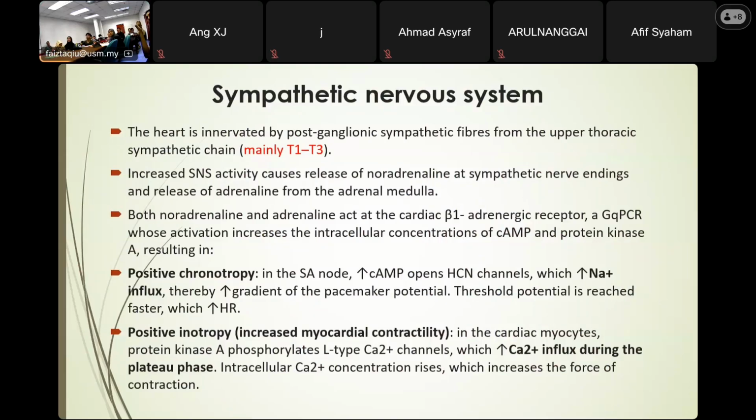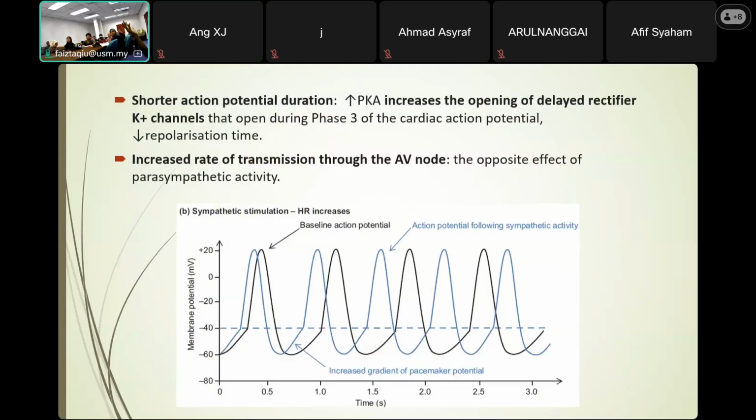Positive chronotropy in the SA node: increased cAMP opens the sodium-potassium channels, which increases sodium influx, and therefore there's an increase in the gradient of the pacemaker potential. I will show this in the next slide. So in summary, what does this mean? The threshold potential is reached faster, therefore there's an increase in heart rate.